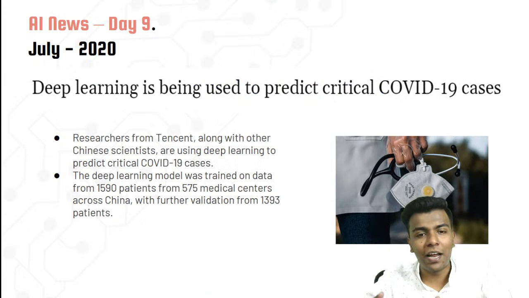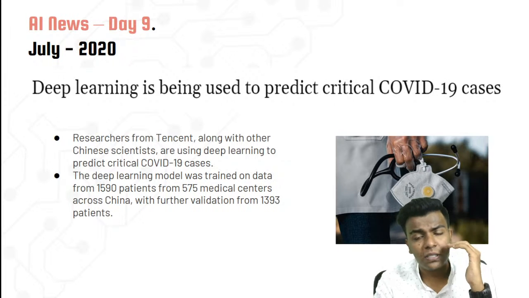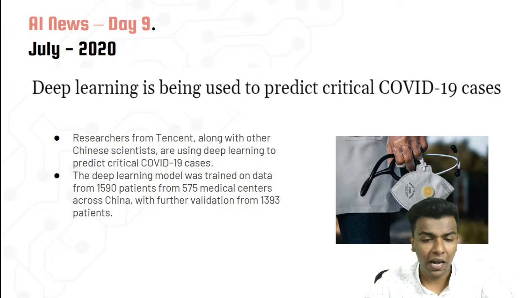Okay, so AI news of day 9. Actually, yesterday we missed the artificial intelligence news, right? In China, they are using deep learning to predict critical COVID-19 cases by studying medical images. They tested about 1590 patients from 575 medical centers across China. This data was obtained in July, but since a lot of months have gone by, they have definitely tested a lot of cases with the help of artificial intelligence, especially deep learning. So this is the AI news of day 9.